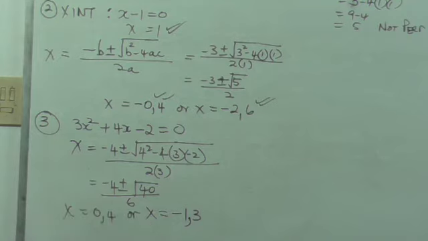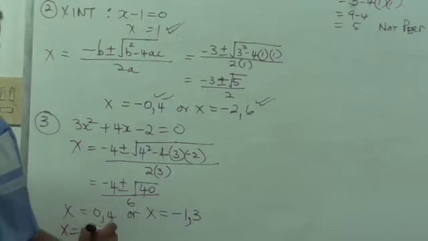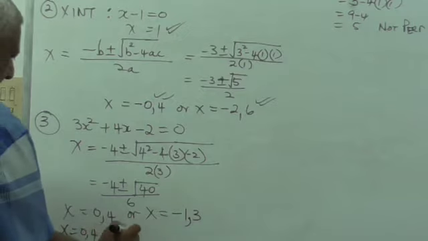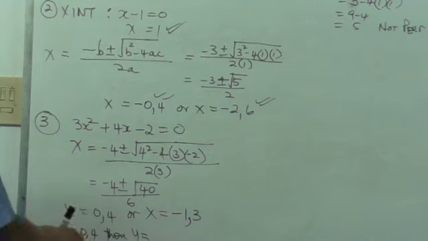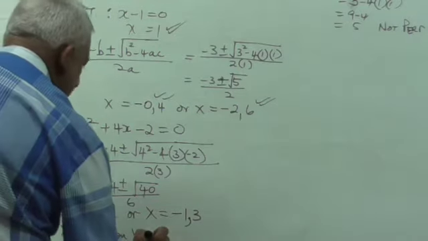Now, when x is 0,4, then y is equal to, you take this 0,4 and you put it in the original equation. And when you put it in the original equation, you will get y is equal to minus 1,4.